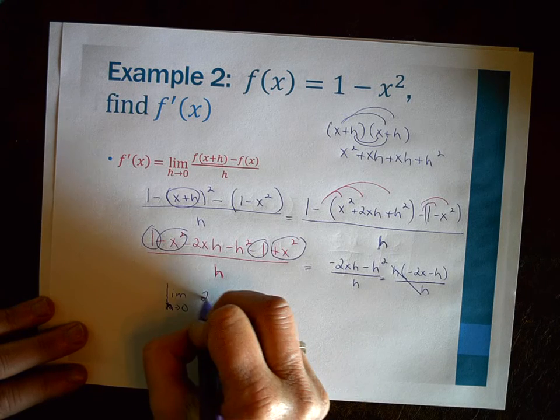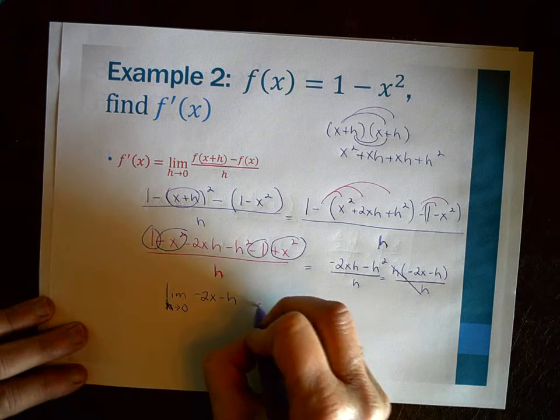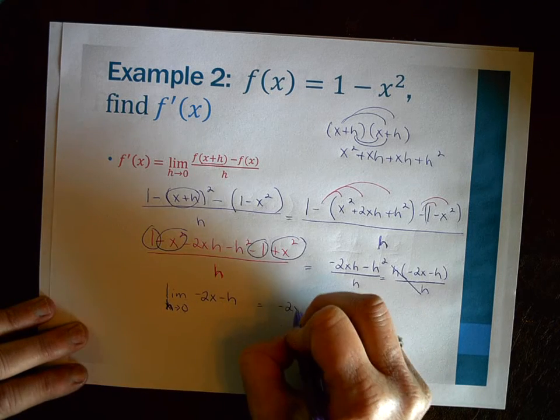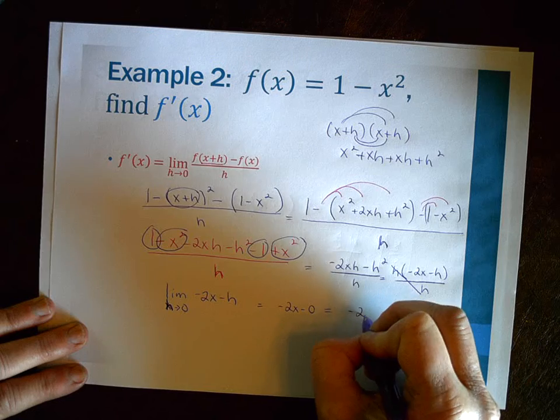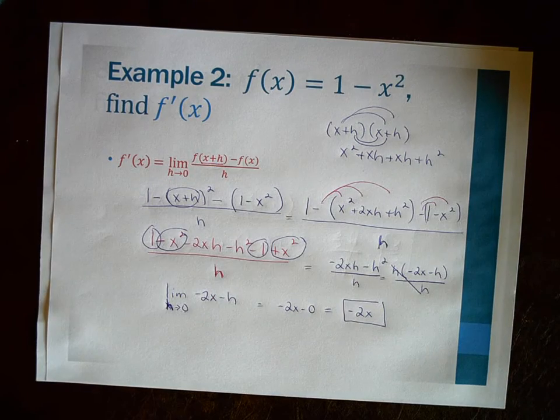And now all we have is this. So now what we're going to do is plug 0 into that equation for h, so negative 2x minus 0, and our answer is negative 2x. So basically, as the lines get closer and closer, we can find the slope at any point on that line by doing negative 2 times the x value.